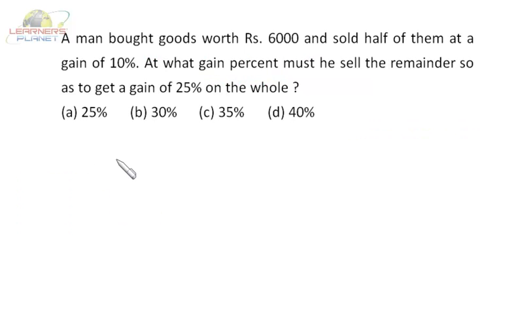Now let's see this question. A man bought goods worth rupees 6,000 and sold half of them at a gain of 10%. At what gain percent must he sell the remainder so as to gain 25% on the whole? Now some portion at 10% profit and some portion at X% profit, and overall there is a 25% profit. So it is 15 over here. Now 25 should be less than X. So it is X minus 25.